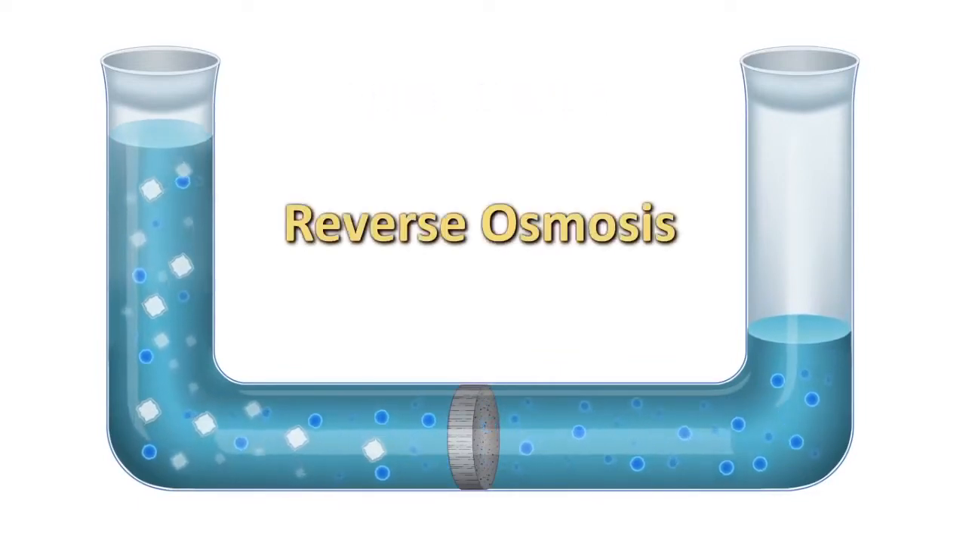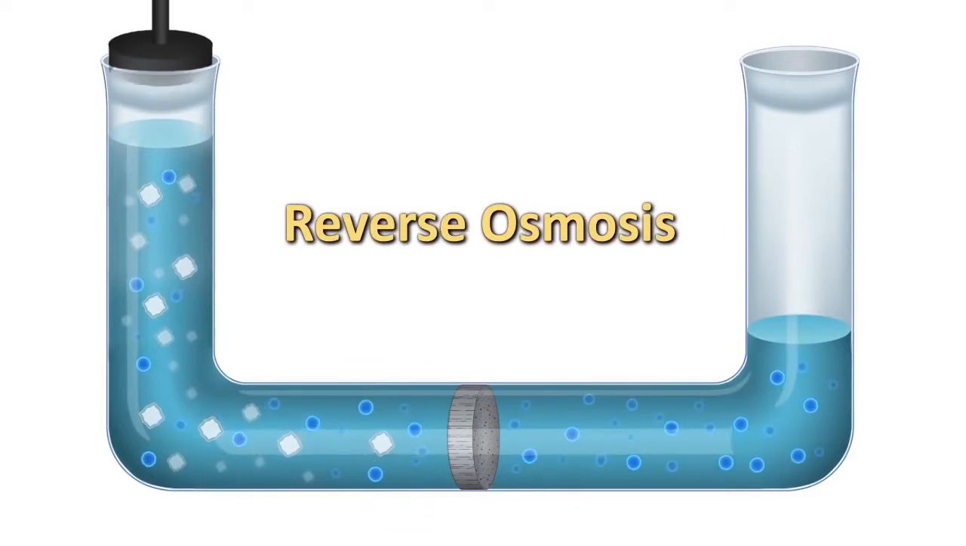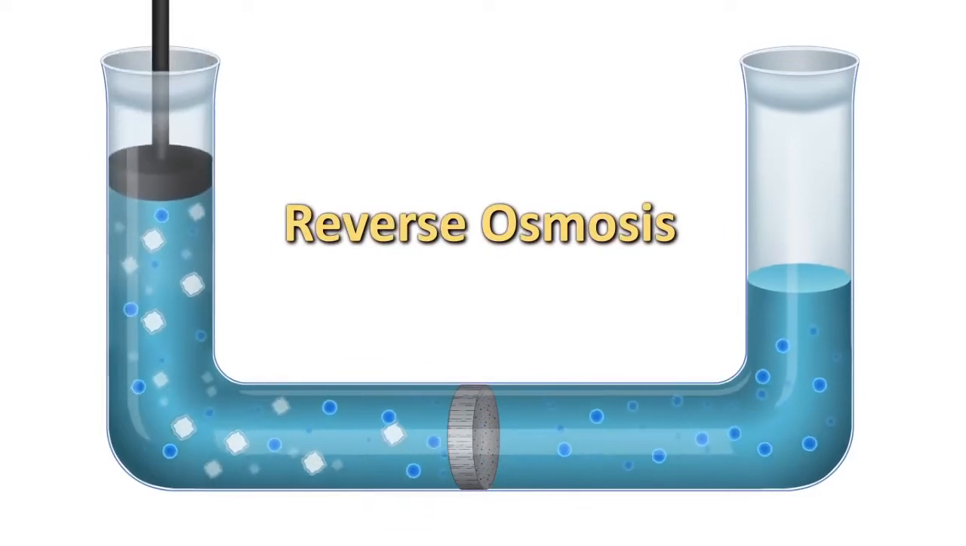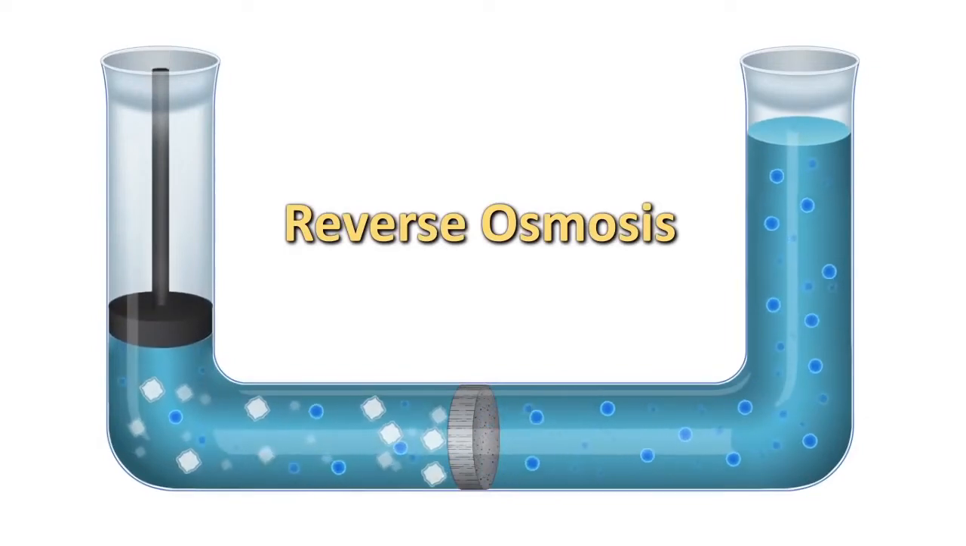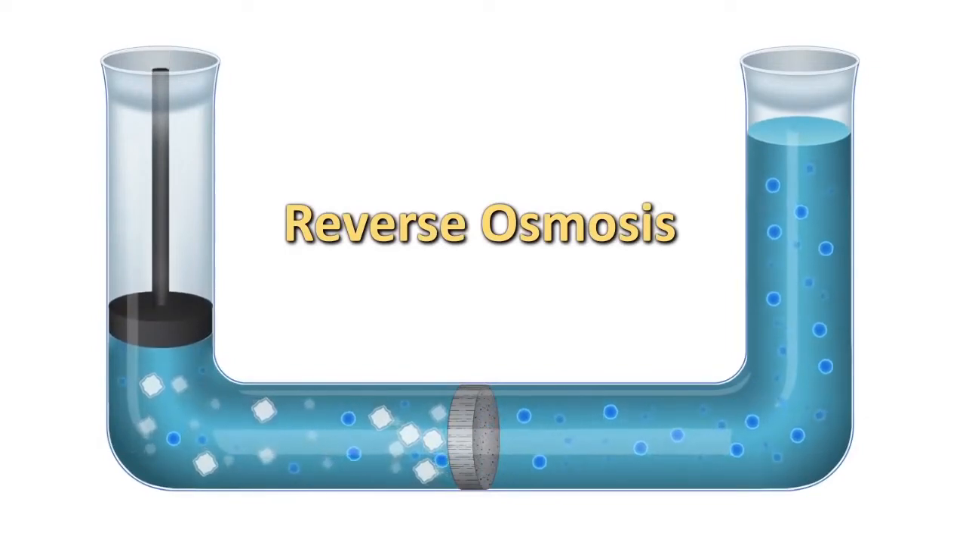In reverse osmosis, pressure is exerted on the side with the concentrated solution to force the water molecules through the membrane to the freshwater side. This retains the salt to give us salt-free water.